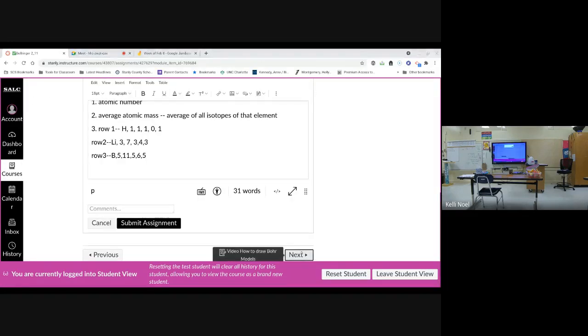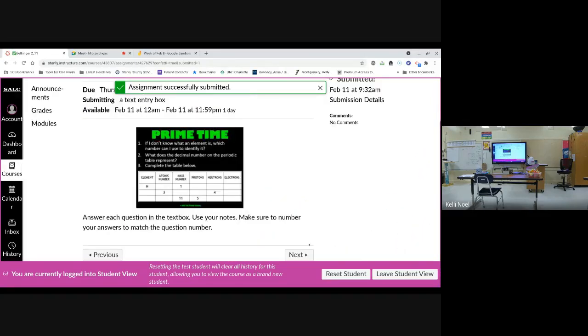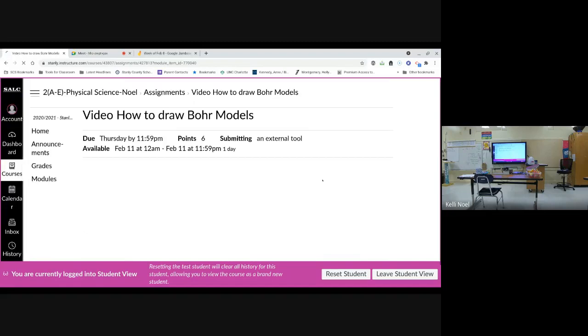Now, what we're going to do today. Yesterday at the end of the notes, we talked about Bohr models. And so I have a little half sheet that I'm going to give you that has the steps for making Bohr models. And what we're going to do is, instead of hand drawing that, let's skip the Ed puzzle for right now. We'll come back to the Ed puzzle.